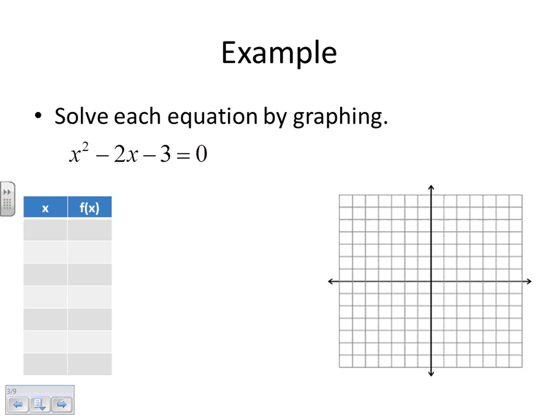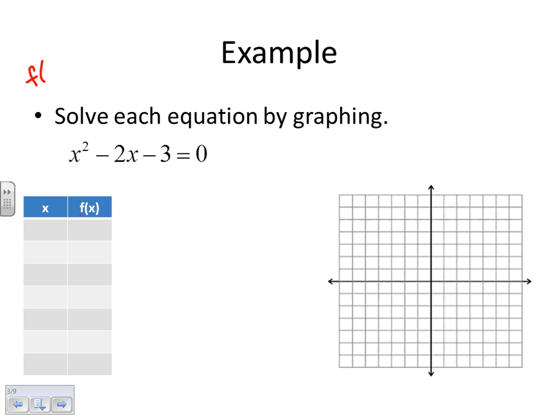Okay. Here's our first example. We've got solving the equation by graphing: x squared minus 2x minus 3 equals 0. Just a quick little note. As you can see, where my y usually is, I have an f of x, and that's just the symbol for function.